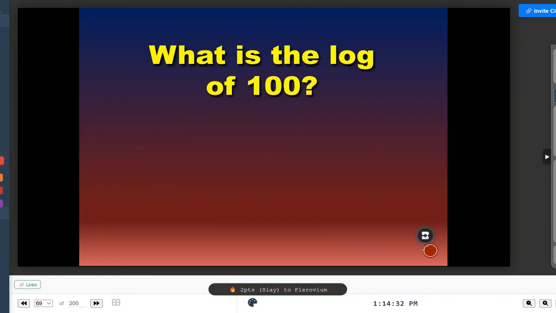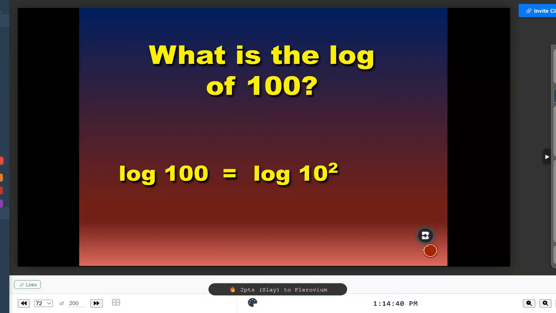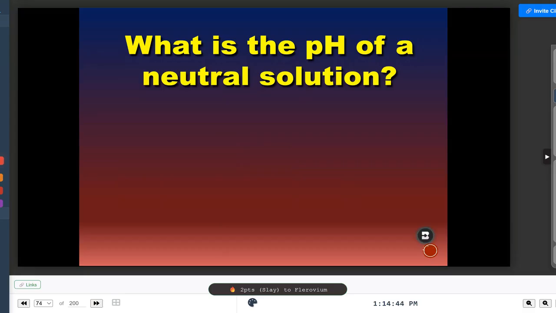Okay? All right, so what is the log of 100? 2, right? Because that's 10 to the second. And so we pull that 2 out of there, and we're going to get our answer of 2 for our log. Okay, so we kind of understand how logs work again.